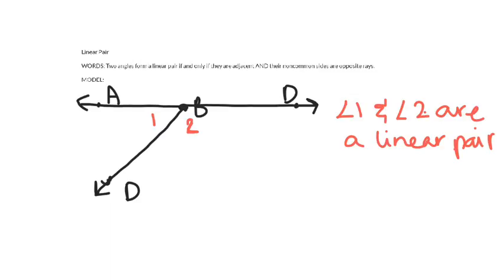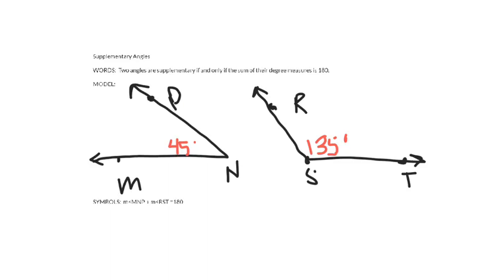Linear pair. Two angles form a linear pair if and only if they are adjacent and their non-common sides are opposite rays. So basically, if two angles make up a line, then it's a linear pair. Looking at this example, angle 1 and angle 2 make up this line. They're adjacent, right next to each other, sharing ray BD, and they make a line. If they make a line, they are called a linear pair, which makes sense. Linear means line.